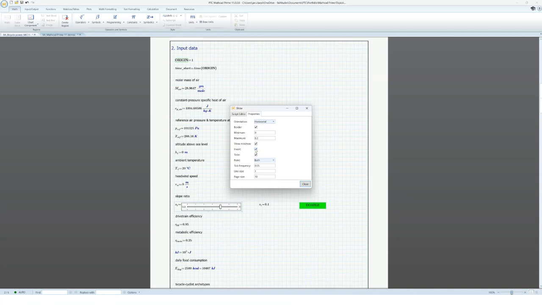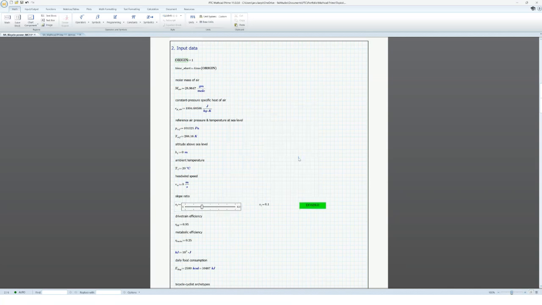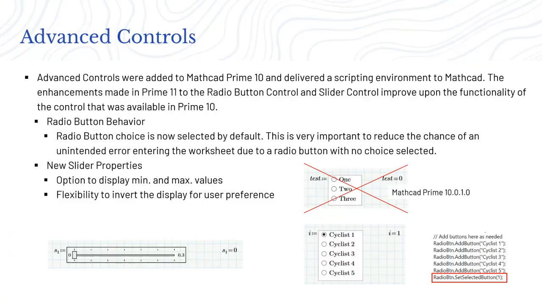If I invert it, we see the result. This can be useful in some situations to test our model. So, a small improvement over there with the slider.